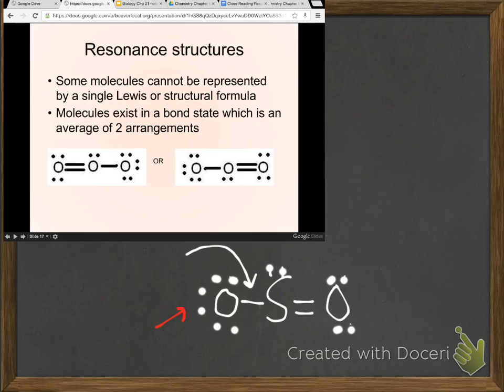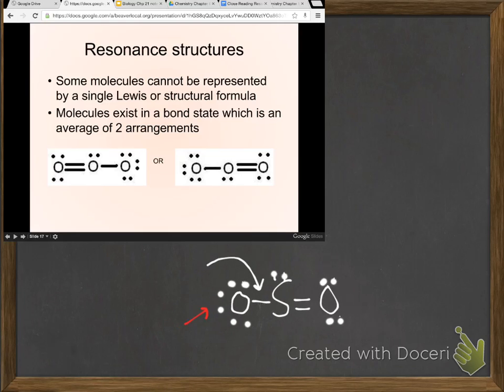And what's understood now with better technology is that, in fact, they exist in this sort of hybrid condition. They exist in this condition that's sort of splitting the difference. So it's like having a bond and a half here and a bond and a half there. And a half a pair of electrons there and a half a pair of electrons there. Ugh. Terrible stuff. Well, how do we show that? Because we sure can't show that.